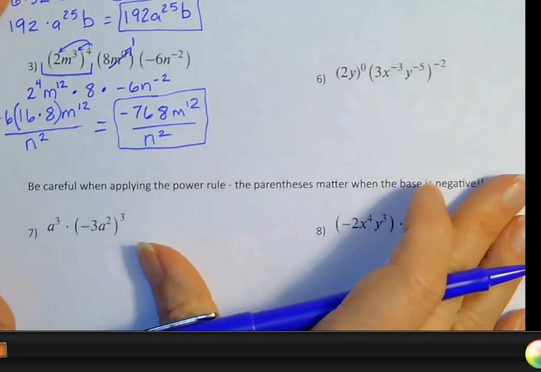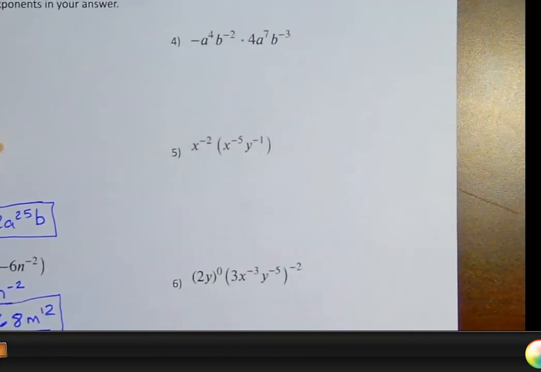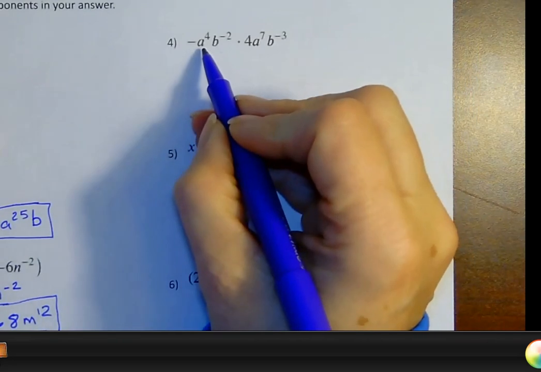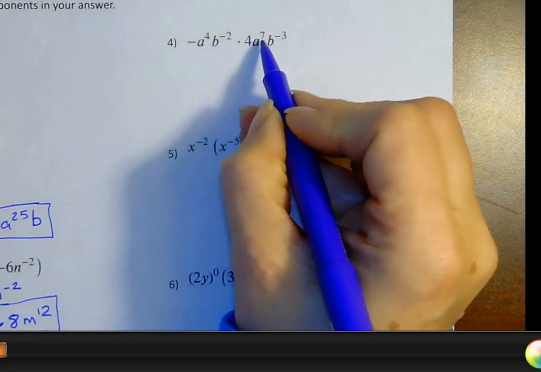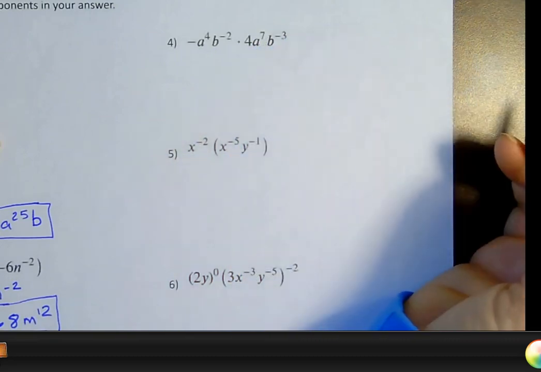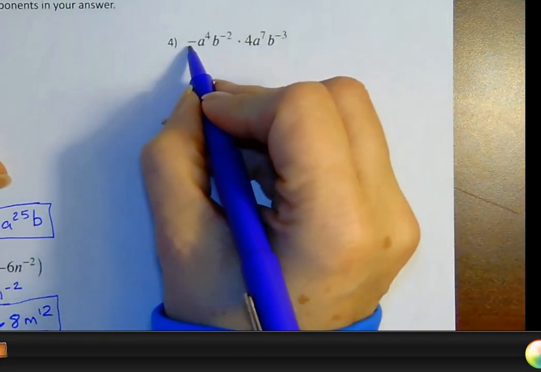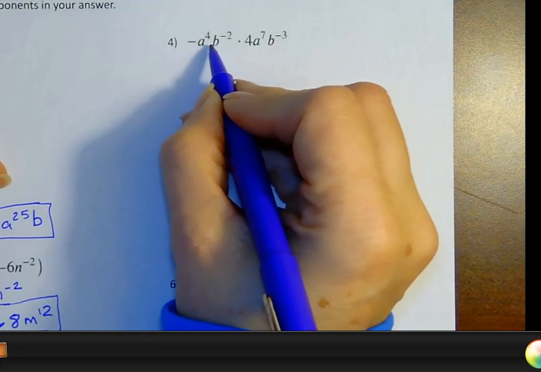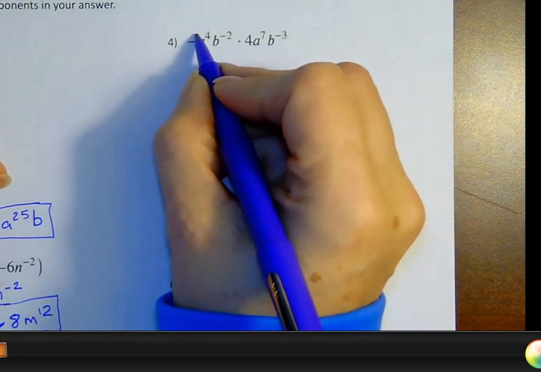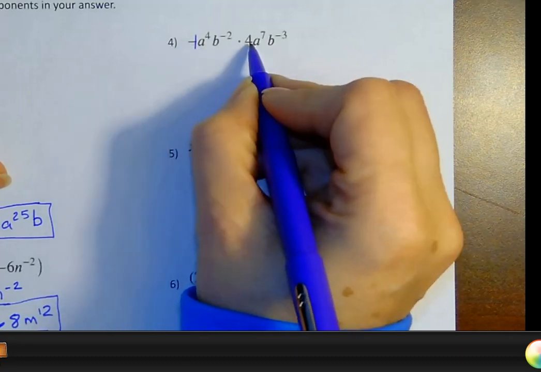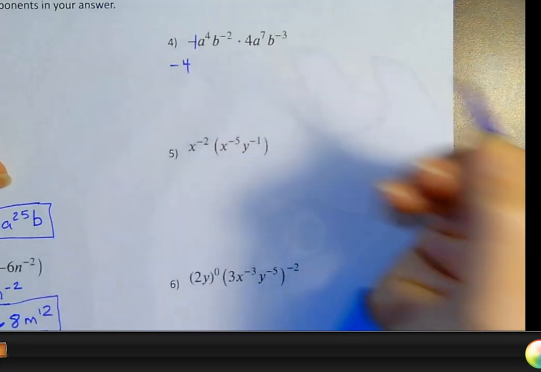Okay, let's move on. We're going to come on up here to number 4. Number 4, negative a to the 4th, b to the negative 2 times 4a to the 7, b to the negative 3. Okay, this really means negative 1 times all this stuff, right? And I have 4 times all that stuff. So I'm going to do my numbers first. This is negative 1. Negative 1 times 4 is negative 4.